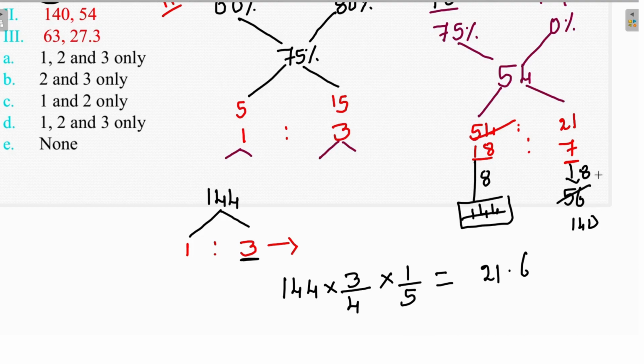According to the next option, 7 parts is equal to 140, so 1 part is equal to 20. Then 18 parts is equal to 18 into 20. We have to solve it. So 7 parts is equal to 140, and 18 into 20 is 360.